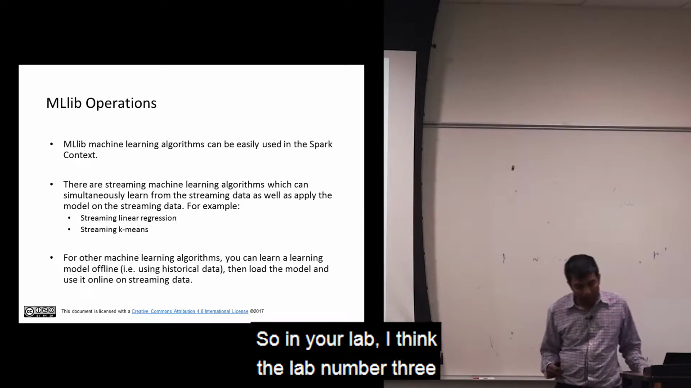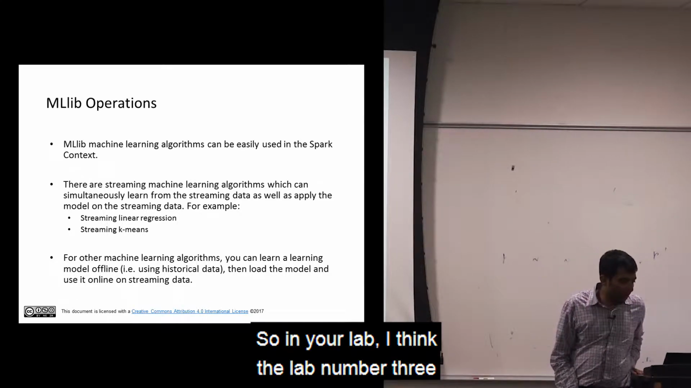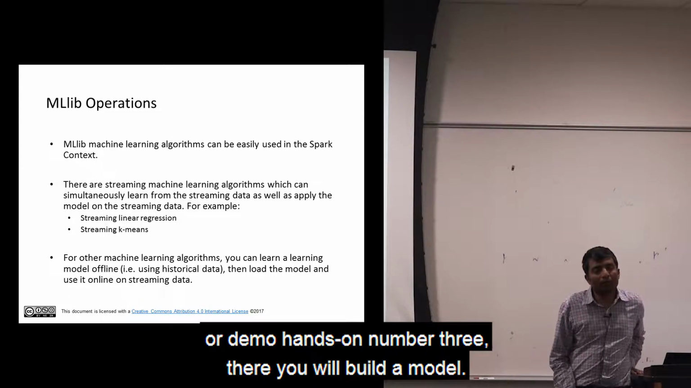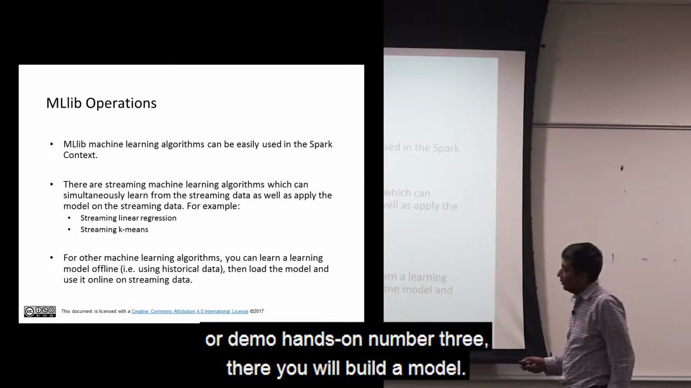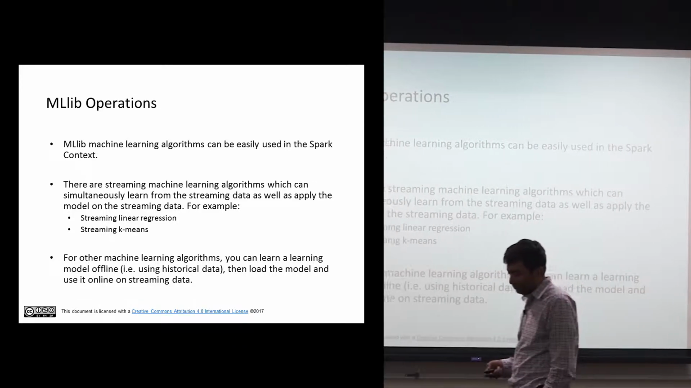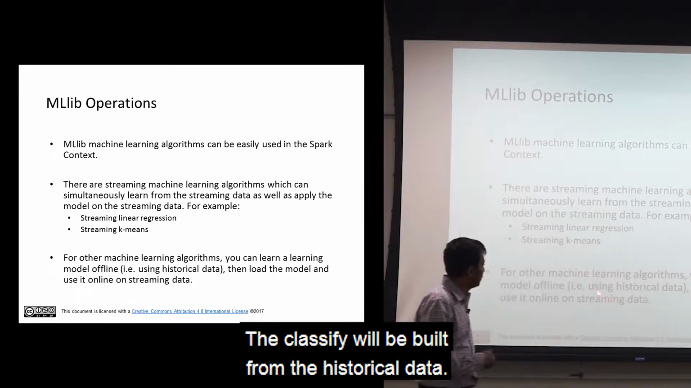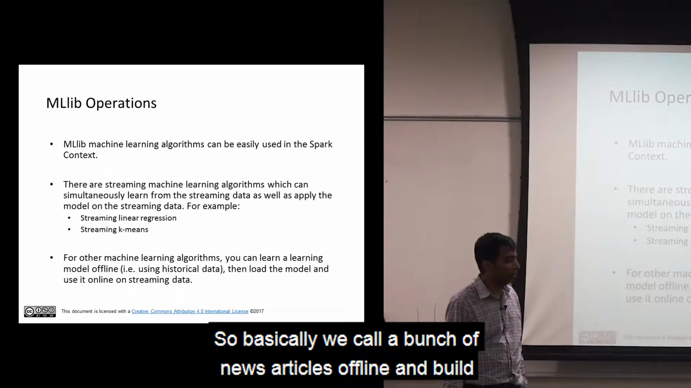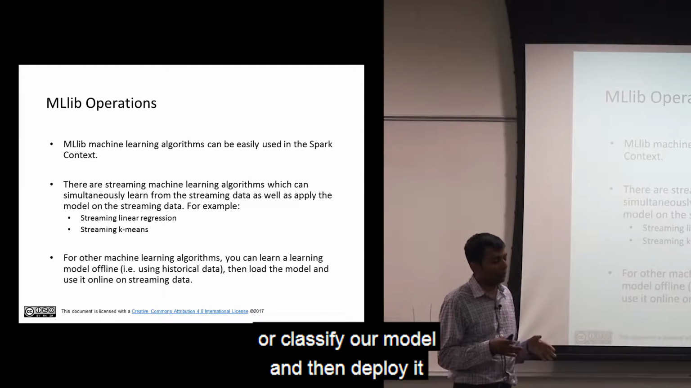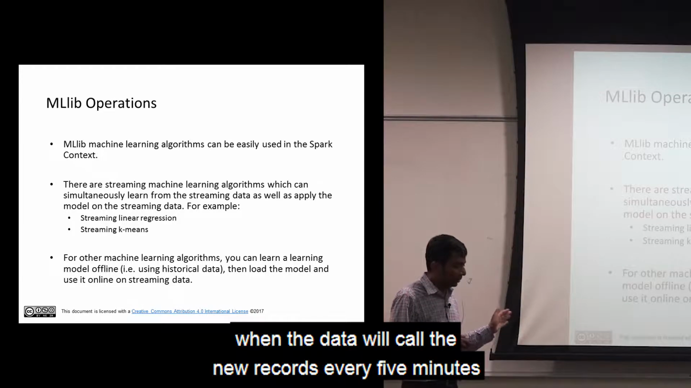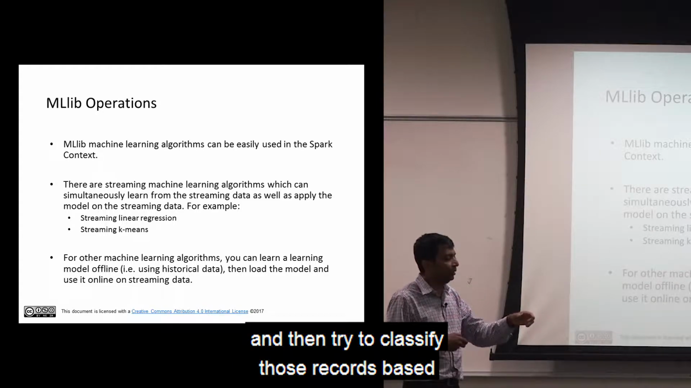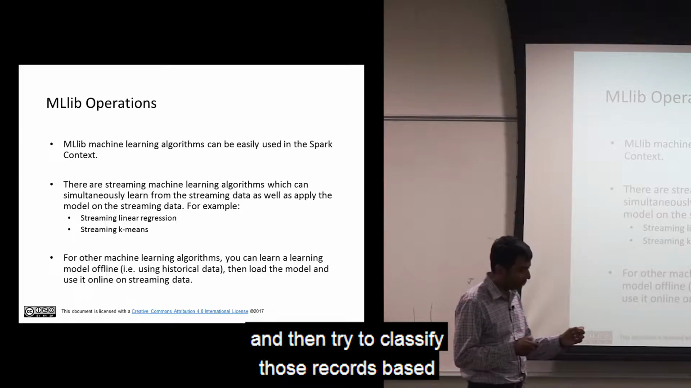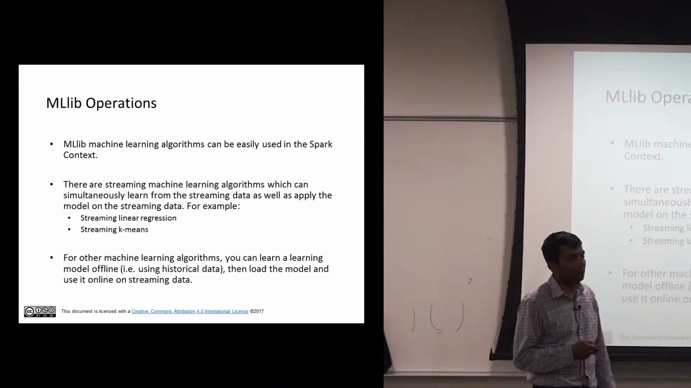So in your lab, I think lab number 3 or demo hands-on number 3, there you will build the model. The classifier will be built from the historical data. So basically we crawl a bunch of news articles offline and build our classifier or model, and then deploy it in the streaming context, where we'll crawl the new records every 5 minutes and then try to classify those records based on the model we built offline.